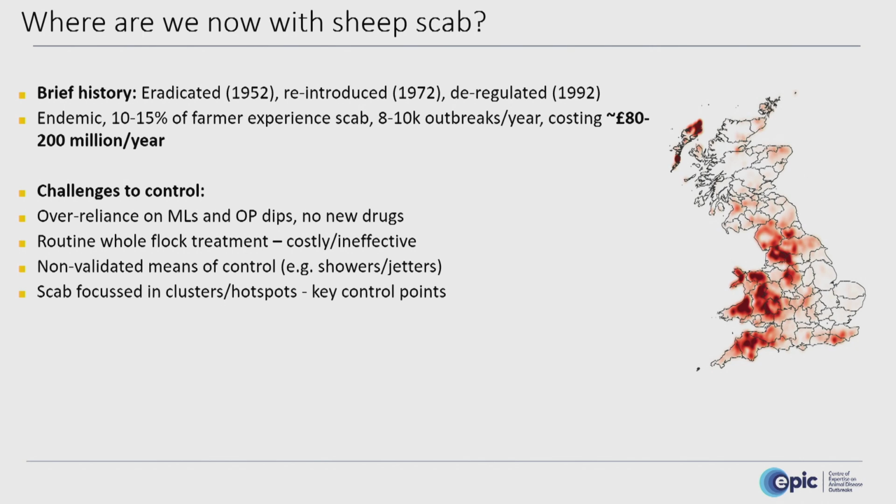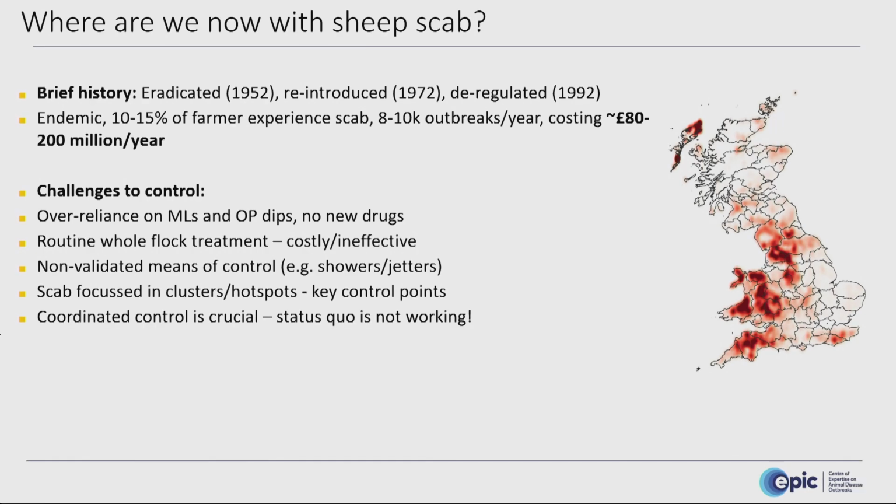So scab is focused in hotspots, and you'll notice some hotspots here. So the English-Welsh border region, Wales, the southwest, the north of England, southwest and northeast of Scotland. Lewis and Harris I'll come on to in a moment. It's obviously glowing in red. That is not necessarily a reflection of the degree of sheep scab there. I'll come on to that in a minute. Coordinated control is absolutely crucial to controlling this disease. What we're doing has not worked and is not working, so we need to change that.